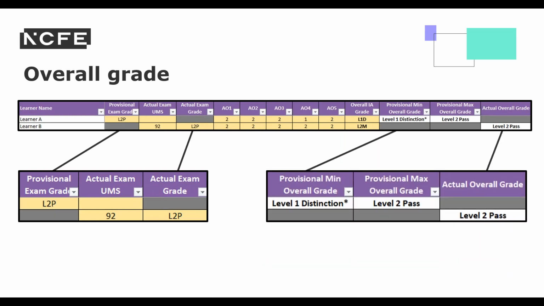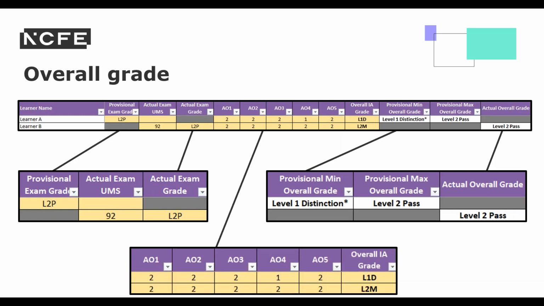If you use the provisional exam grade column, then the calculator will give you the maximum and minimum grade that the learners would be expected to get. If you've used their actual exam grade, it will then calculate their estimated actual overall grade for the Level 1-2 Technical Award.